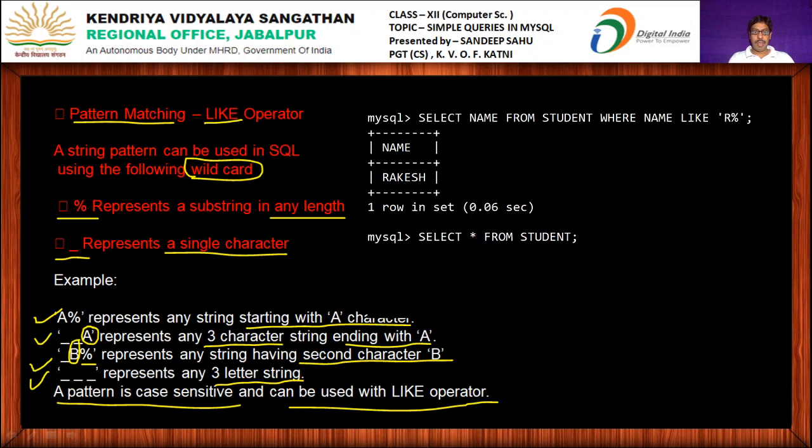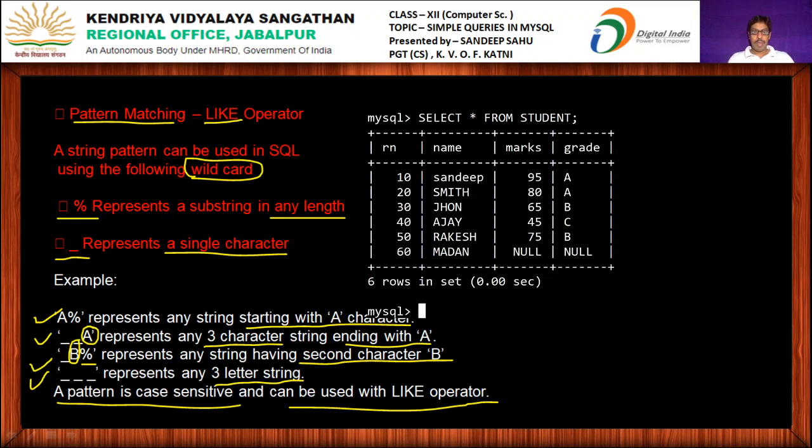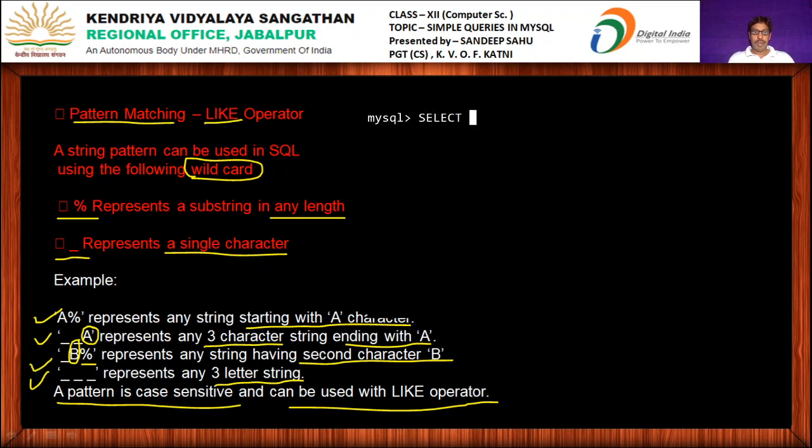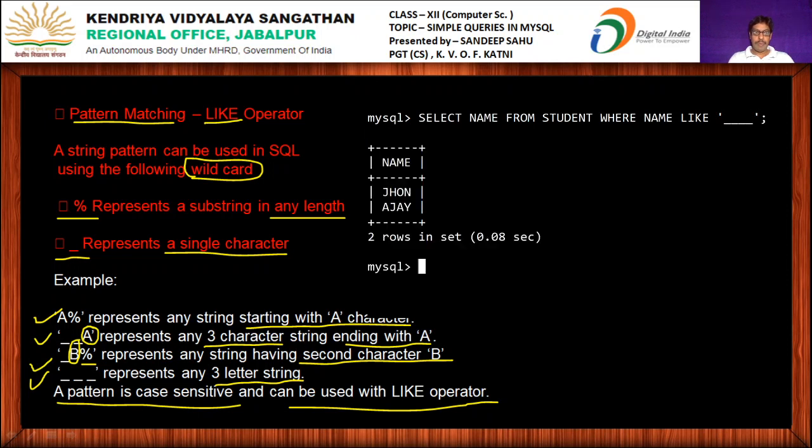Let's again see the table. Now, if you want to display the names of 4 characters only, then what should I write here? I should write select name from student where name like 4 characters, so 4 times underscore. John and Ajay.